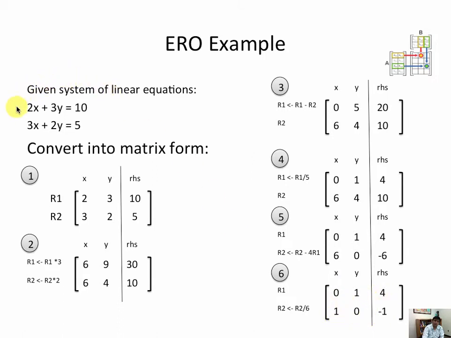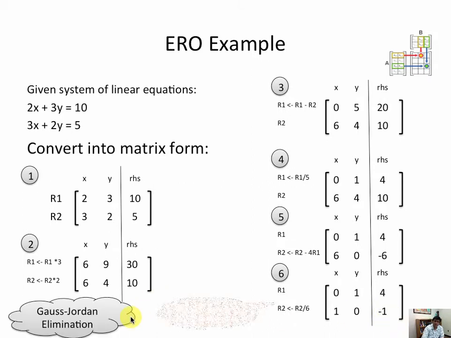So if you would solve this problem, you will get the same answer, that y is equal to 4 and x is equal to minus 1. And this method that we saw is called Gauss-Jordan elimination, and as I said, this method actually solved the system of linear equations, and we got y as equal to 4 and x is equal to minus 1.